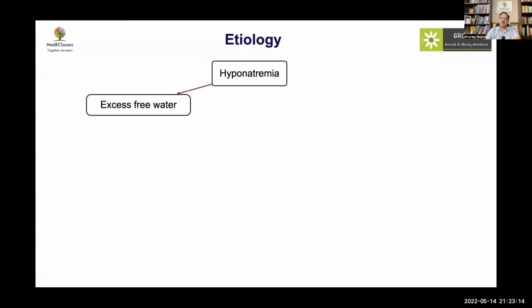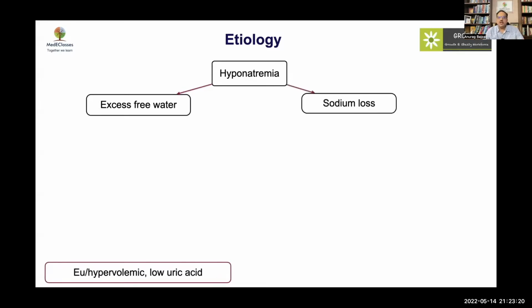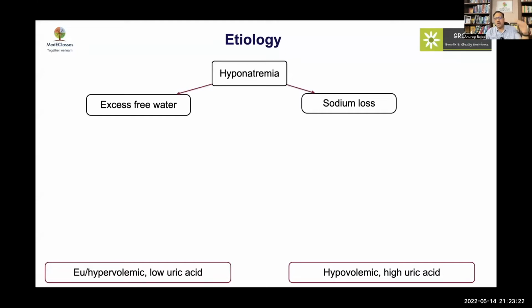Hyponatremia is one of the common endocrine emergencies encountered in pediatric practice, and it is quite important in terms of the overall clinical perspective and in terms of challenges in diagnosis and management. Hyponatremia can be because of excess free water, which is hypervolemic with low uric acid, or sodium loss, which is hypovolemic with high uric acid.